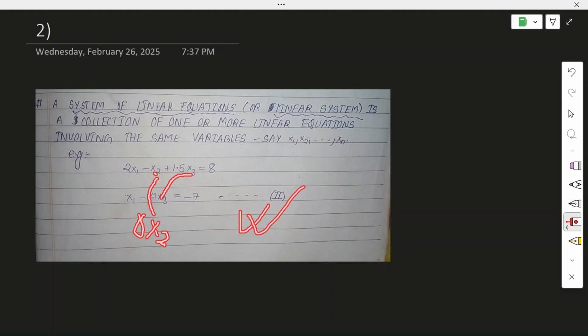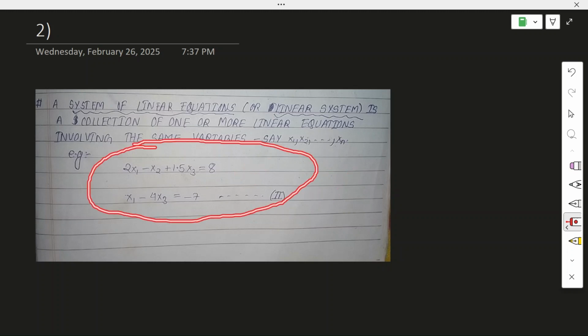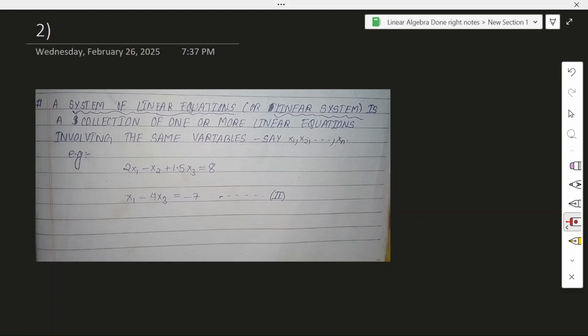So it is called the system of linear equations, and every equation has degree 1, and it does not violate the definition of a linear equation. So we can call it the system of linear equations or the linear system. Now we have covered two things: what a linear equation is and what a system of linear equations, or linear system, is. Now let's move on.